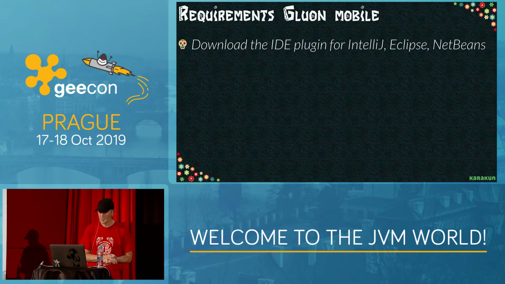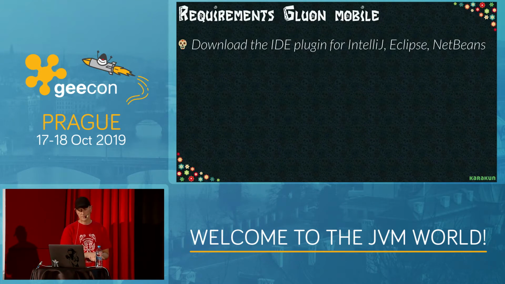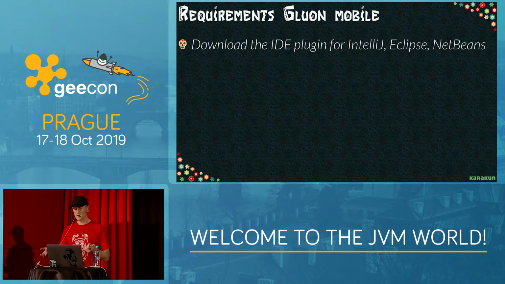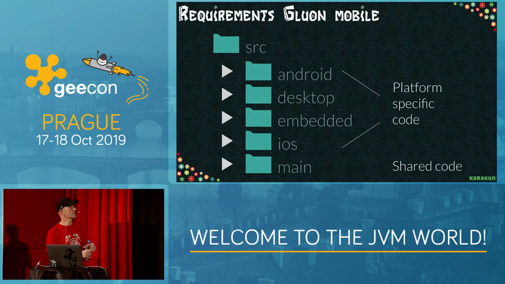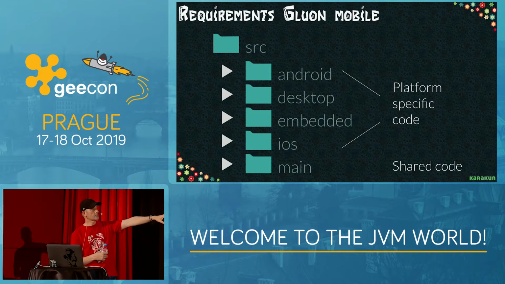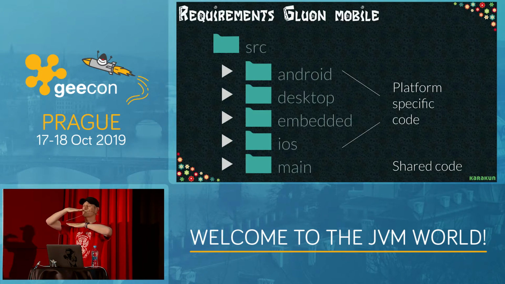So the requirements for the Gluon stuff is you download the IDE plugin and you say new Gluon project, and then you can create an application with desktop, iOS, Android, and embedded parts. Right? Yeah, exactly like this. That's what they do. You have the main folder, which contains all the code that is shared over all platforms, and then you can add platform-specific code, because the mobile app looks different than the desktop app, right? And the mobile app has the orientation like that, where the desktop has the orientation like this.